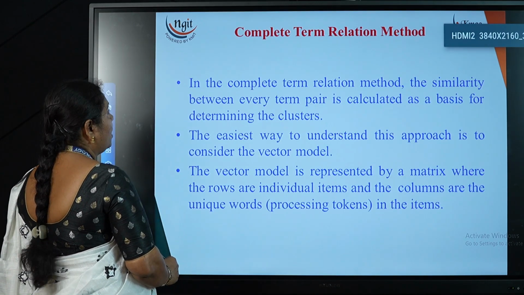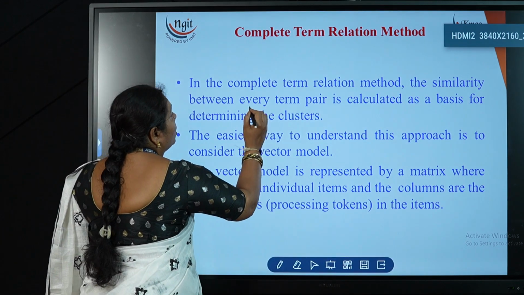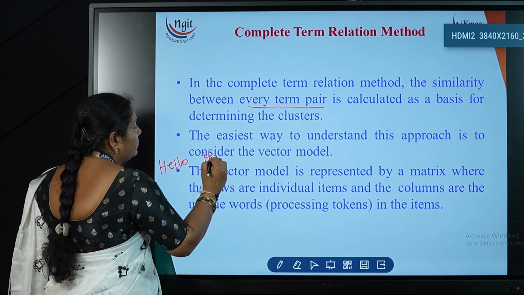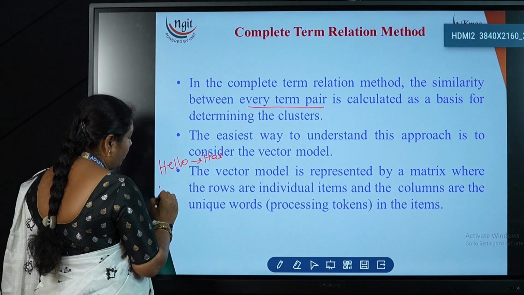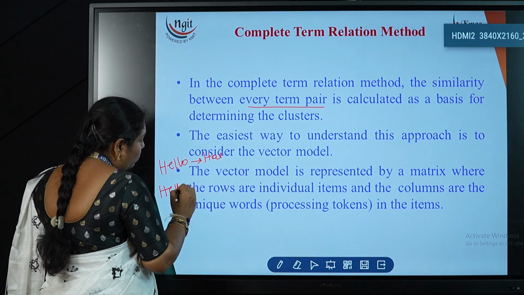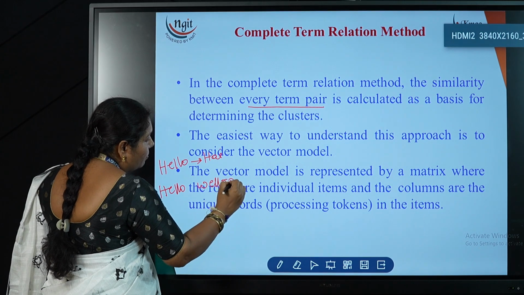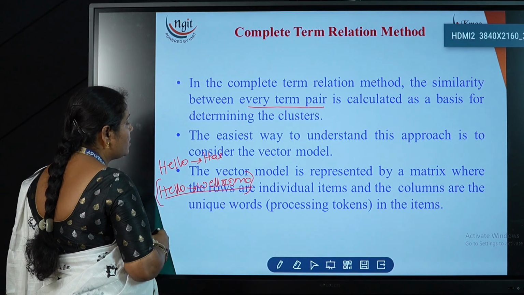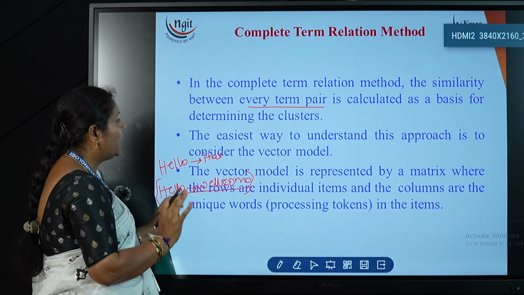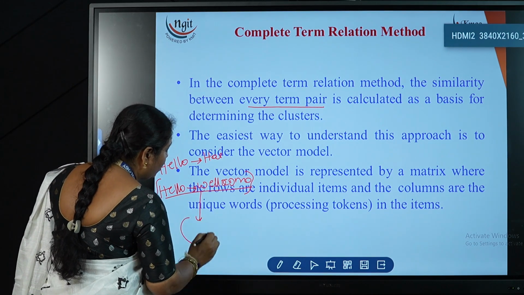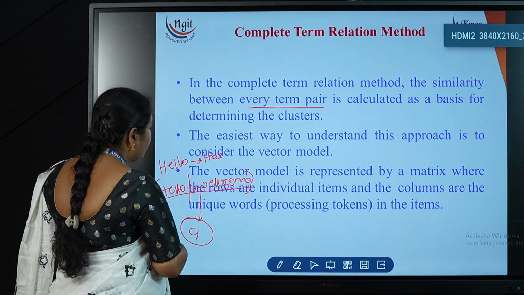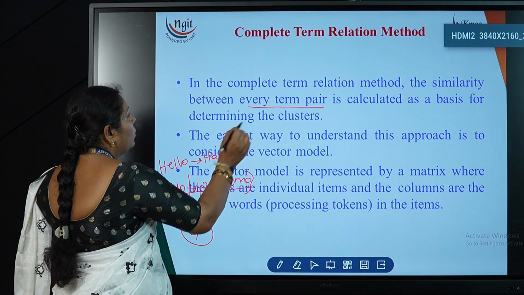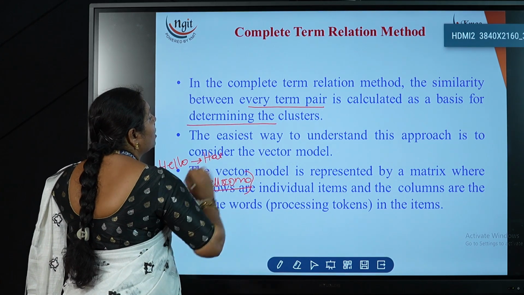In the complete term relation method, you can also calculate the similarity between term pairs. What is a term pair here? Hello, hi is generally not a term pair. If I take hello, welcome, this is a term pair. So what is a term pair? It is the probability of getting these particular terms together as a single unit in the clustering. Then you can combine them into one cluster, C1, instead of splitting hello and welcome into separate clusters. Okay, so this is called a term pair, which is calculated when determining the cluster.